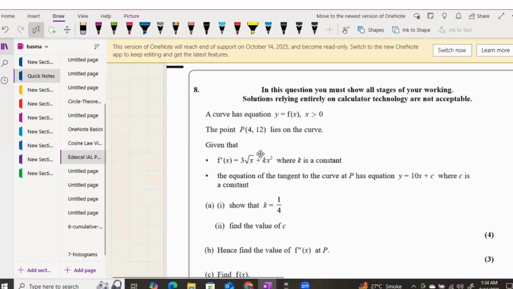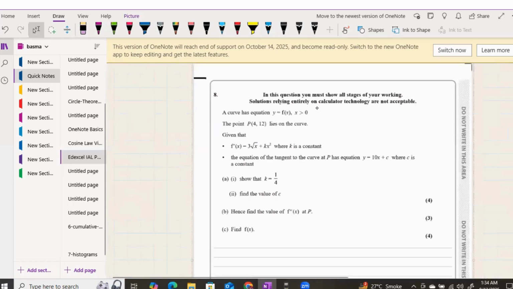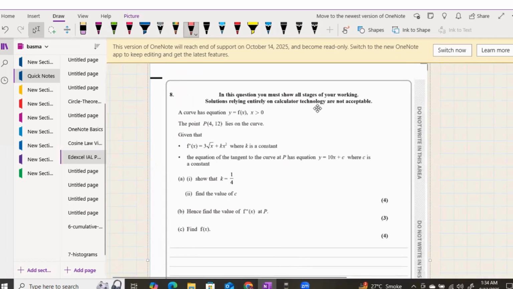The curve has equation y equals f of x, where x is greater than 0, so it's positive. The point P (4, 12) lies on the curve. If the point lies on the curve, you can substitute it into the curve equation. Given that f prime of x, the derivative of the curve, where k is a constant. So they are giving you the derivative. And second, the equation of the tangent to the curve at P has equation y equals 10x plus c, where c is a constant.